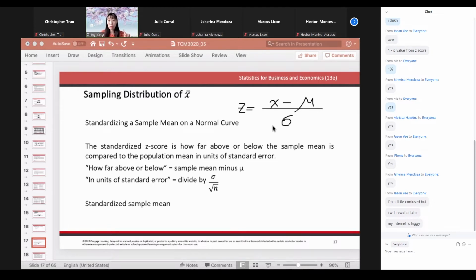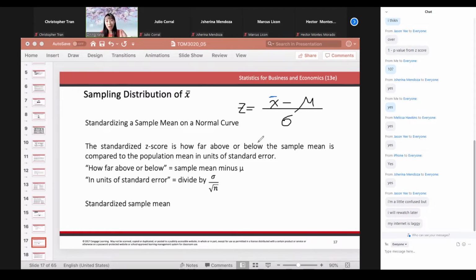But this week for sample, like I just said, each number isn't a test score. Each number is the mean of 3 students' test scores. So it's not just x. Each number now is x bar.